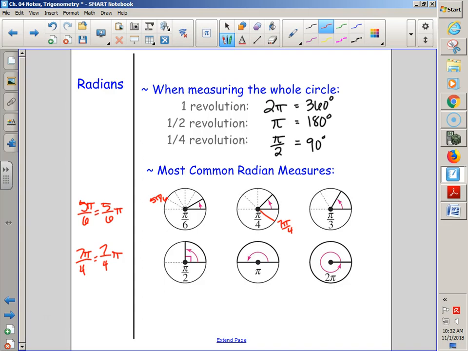Or maybe 2 calzones. Because 2 pi. So what are radians? Flexible rulers of radiuses.